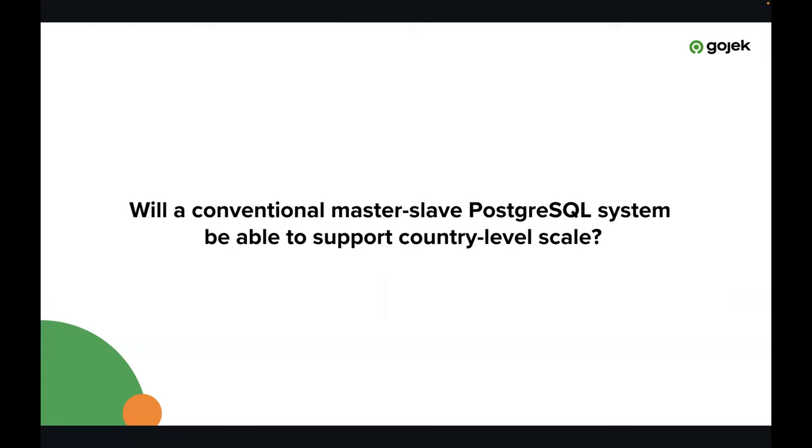So the thing is, will a conventional PostgreSQL system, like just a master-slave system, which we have, right? Because GoJek has worked from the ground up, and we believe in a normal application in PostgreSQL, which will scale. This is not a comment on how PostgreSQL itself would scale on a country level, but a question on the architecture of it. Let's say if one of the VMs goes down, what happens? So that's the question. Will it be able to support a country-level scale?